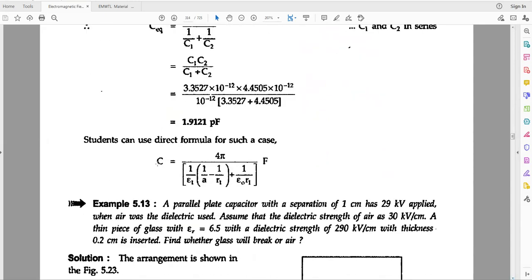Finally, you can substitute in the direct formula, C equal to 4 pi by 1 by epsilon naught epsilon r into 1 by A minus 1 by R1 plus 1 by epsilon naught into 1 by R1. It is a little bit confusing, so you can use the above procedure to find C, which is 1.9121 picofarads. Okay, my dear students.